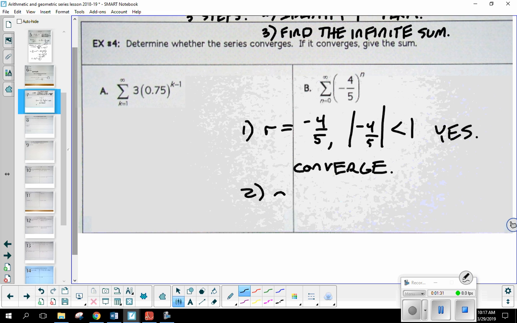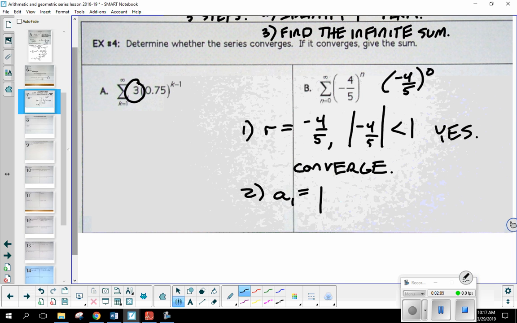So step 2, what is the first term? Now think back to A. What did you say the first term was there? Remember, it was 3, right? That's my scalar value. Well, the same thing over here would be 1, but even if you're not sure, plug in the first value provided at the lower limit. So if n equals 0, what is -4/5 to the 0? 1. So if I were going to start to generate this sequence, then the first term would be a 1, and then we would just keep going.